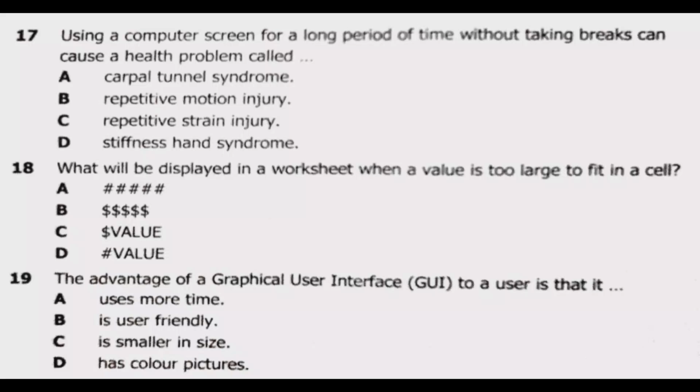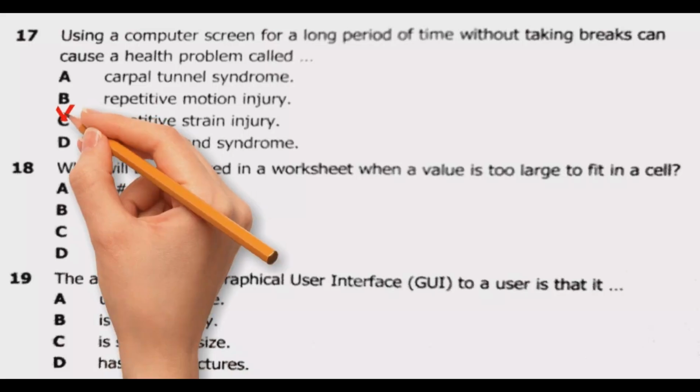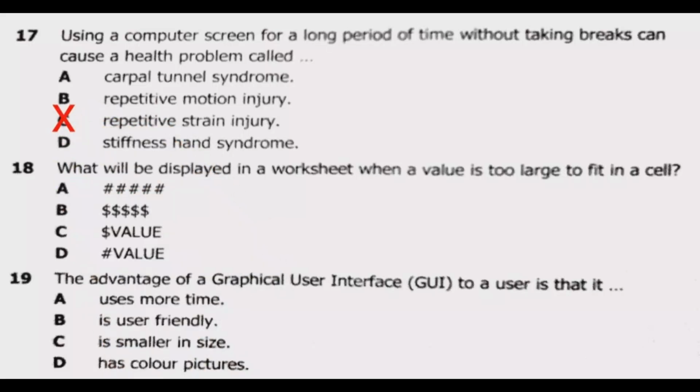Stiffness hand syndrome. The correct answer is C, repetitive strain injury. Okay, we go to question number 18. What will be displayed in a worksheet when a value is too large to fit in a cell?